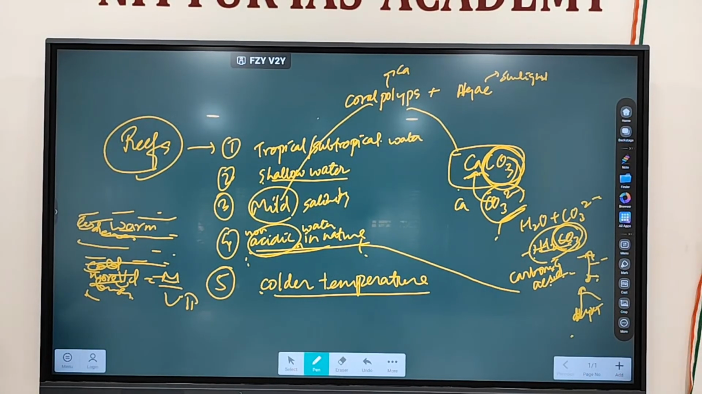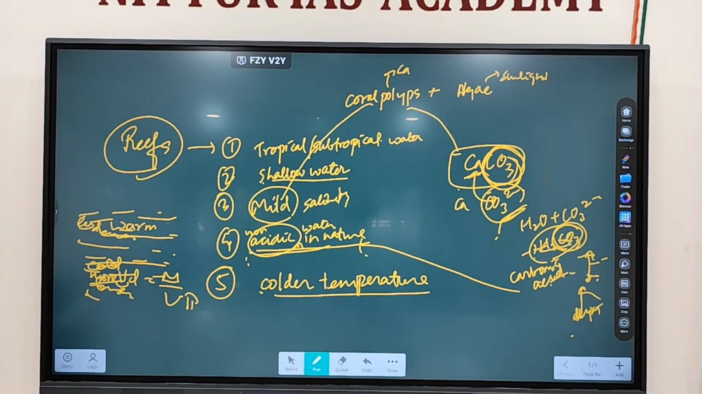Do you think algae require protection at that point of time? No, algae does not require protection. Algae will require protection when there is more turbulence. When there is lesser turbulence, algae will not require protection. Clear? So that's why colder water, colder temperature, leads to more turbulence, movement of water. And if movement of water is more, then algae will come in association with the coral polyps.